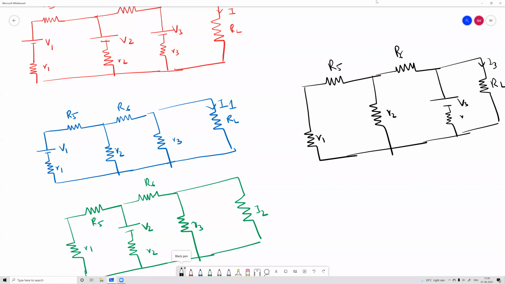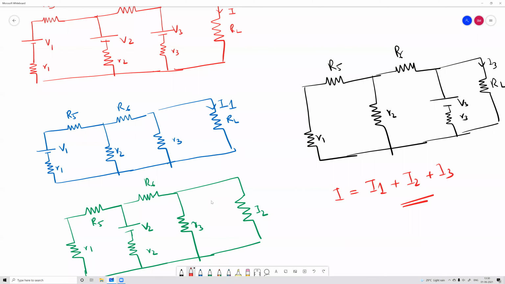Then, as per superposition theorem, it should be intuitive to you: I equal to I1 plus I2 plus I3. Is it okay? So instead of solving this big circuit with three sources, we can solve the smaller circuits with one source, and the sum of these currents will be the original unknown current. Is it okay? Superposition theorem. Is it okay?